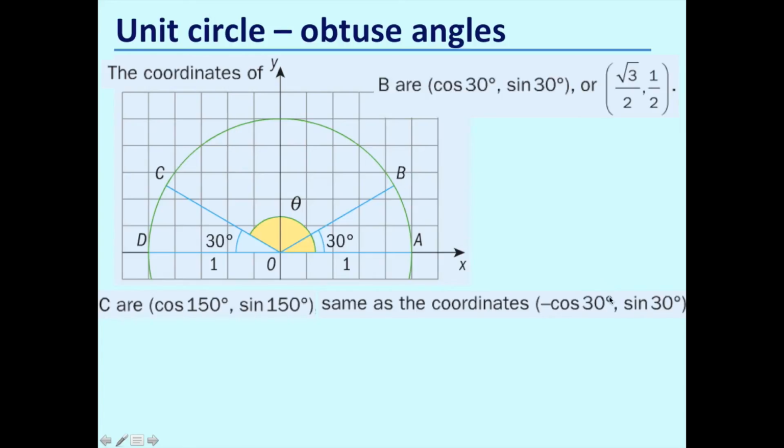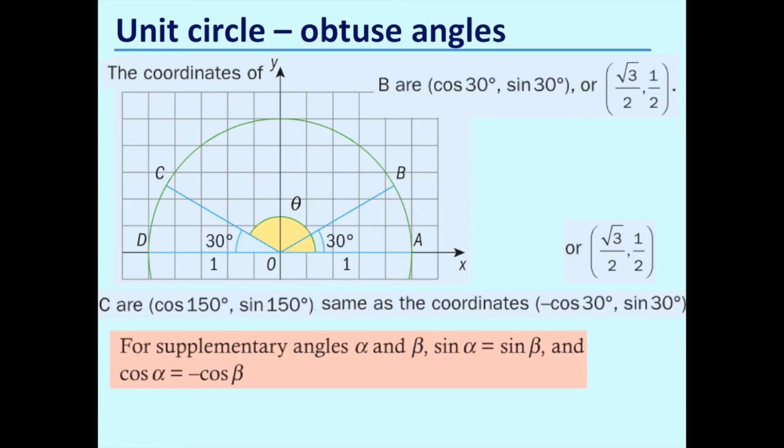We should also recognize that the y-coordinate here is the same as the y-coordinate here. So sine 30 and sine 150 will have the same value. We should also recognize that the x-coordinate here is just a reflection of the x-coordinate here in the y-axis. So therefore, cos 150 will just be negative cos 30.